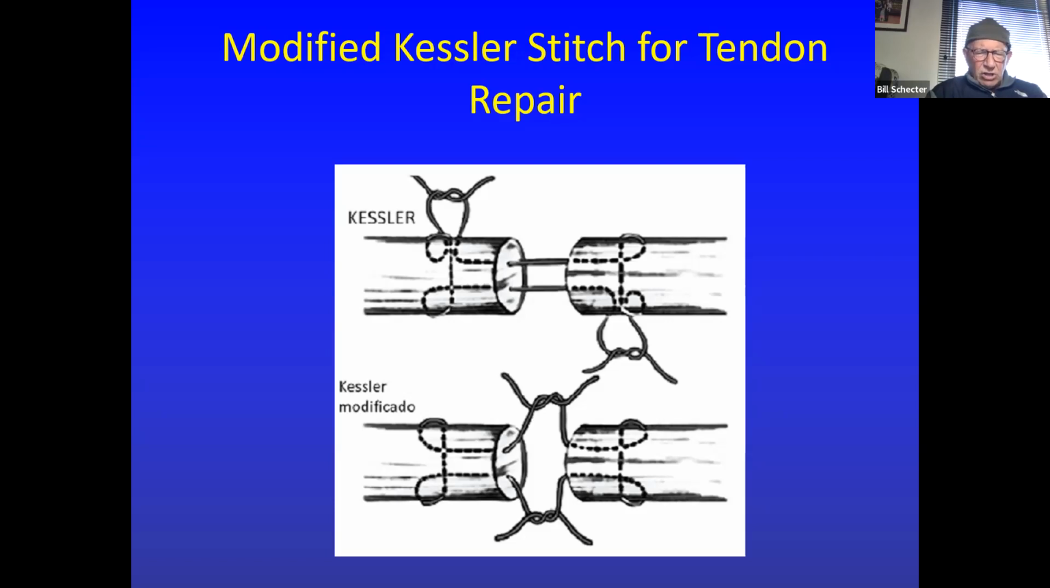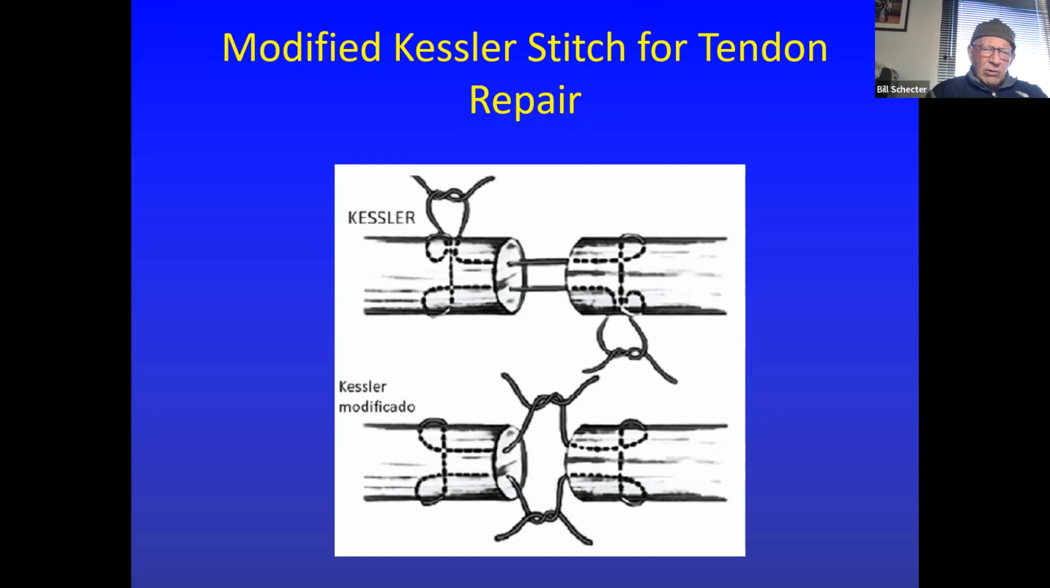The advantages, if you can do it neatly, which is not always the case, but if you can, that will prevent part of your tendon repair from sticking out and getting caught on the sheath. The disadvantage is every time you put a stitch in, you're increasing the risk of ischemia.